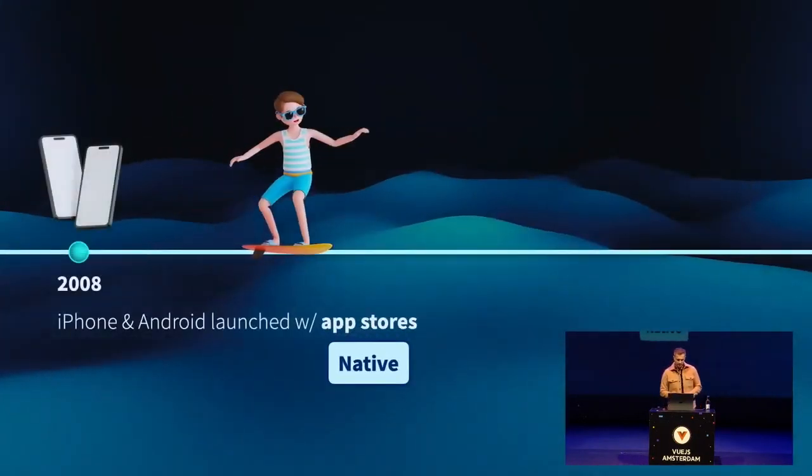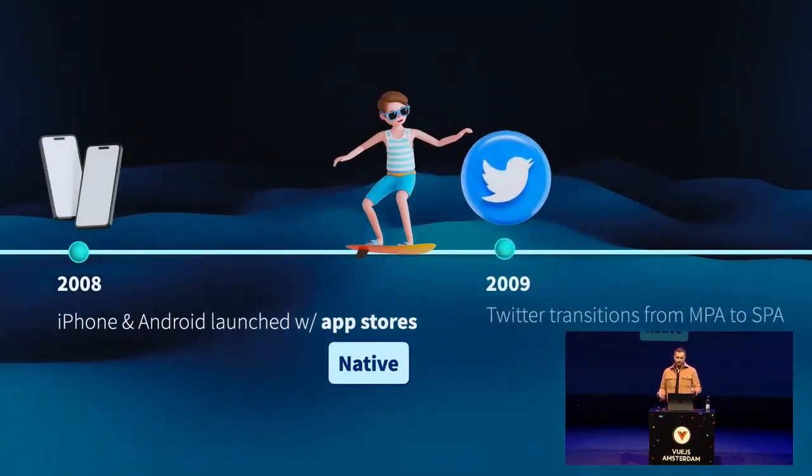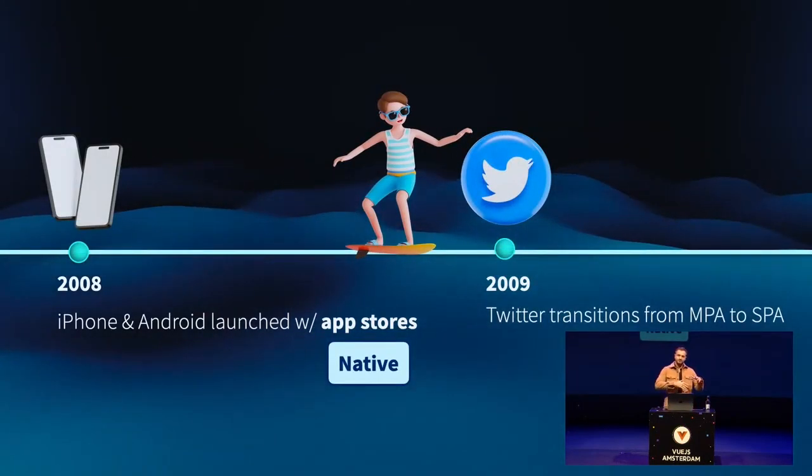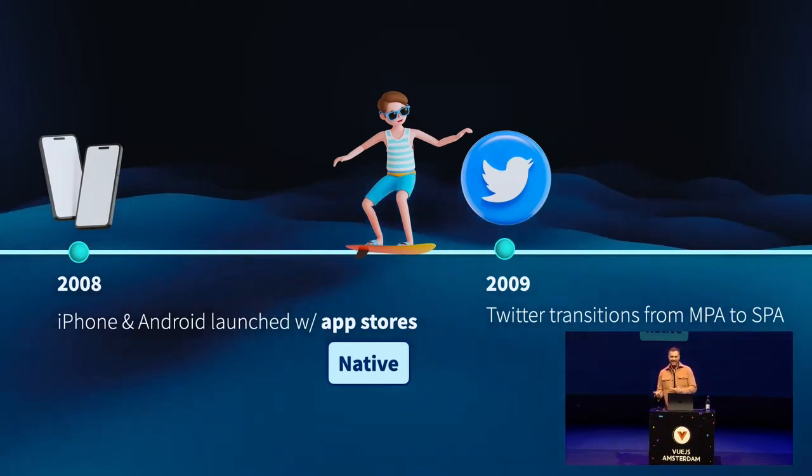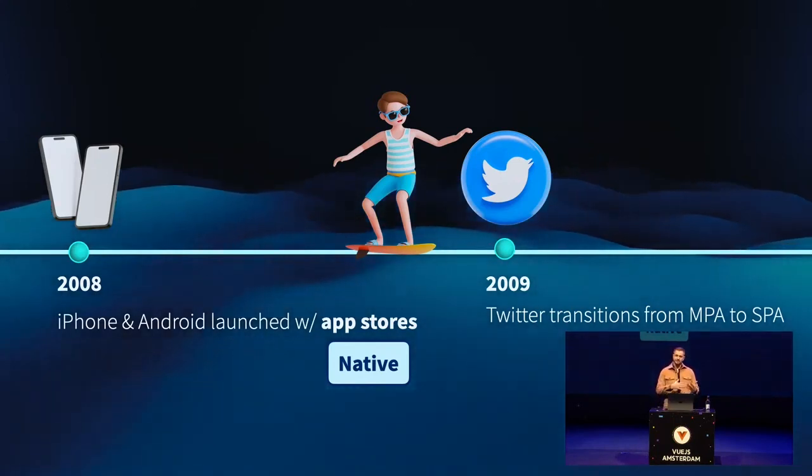So, it wasn't a coincidence that soon after, major platforms such as Twitter began transitioning from being an MPA into being an SPA, therefore enhancing their user experience with a more dynamic interface.